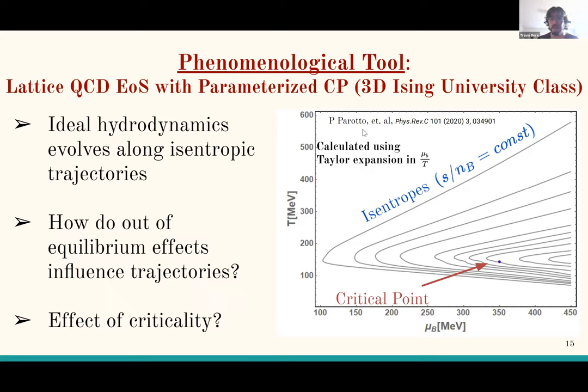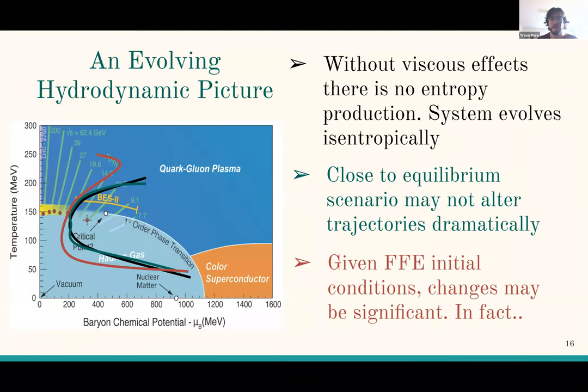So we use this equation of state here, which Paola Parotto had a large hand in creating. And the idea is to see how this criticality affects our hydrodynamic traversal, right? Ideal hydrodynamics would evolve along isentropic trajectories. Any one of these trajectories you see here is an isentrope, where S over N_B is constant. Your entropy current over your baryon number is constant. So ideal hydrodynamics would take you along one of these lines. The point is to see how out of equilibrium effects influence these trajectories. What is the effect of criticality on the hydro? That is another question you can ask.